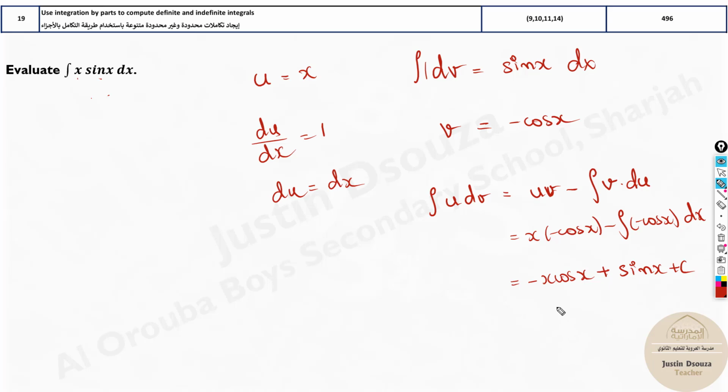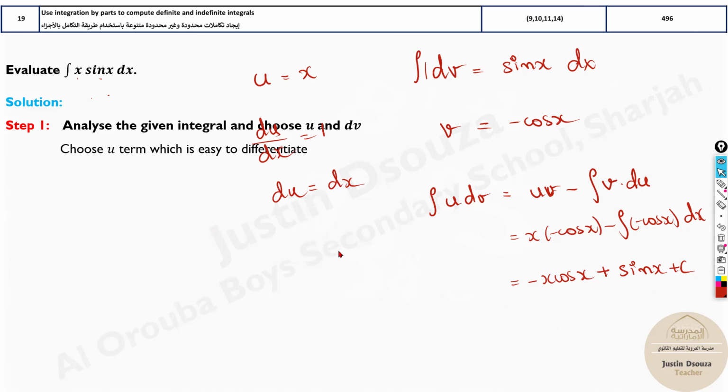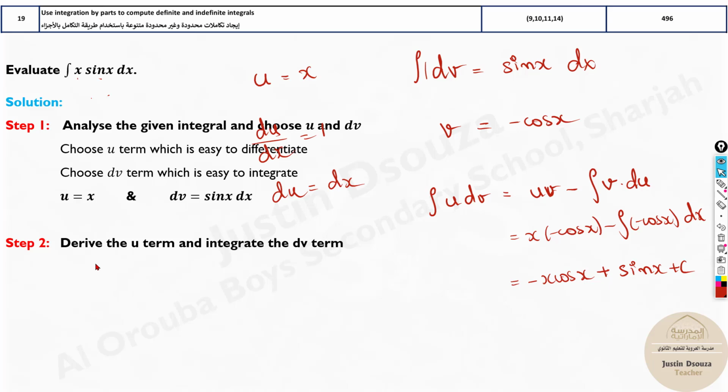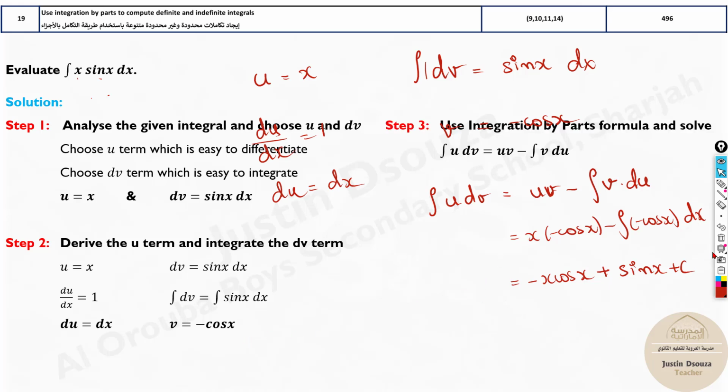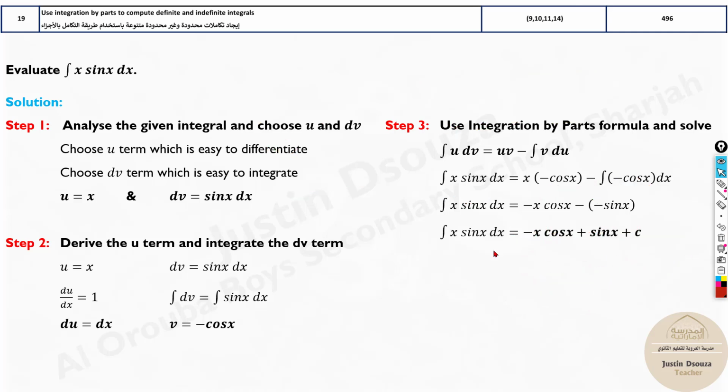So this is how we do it. Let's look into the step details. First, you need to analyze which to choose, so you need to decide u and dv. Then you need to differentiate and integrate them to get du equal to dx, and on the right side v is minus cos x. And then you just put it in the formula. Once you put it, you're going to get this answer. We got the same answer. Yes, that's correct. So this is how we solve it.